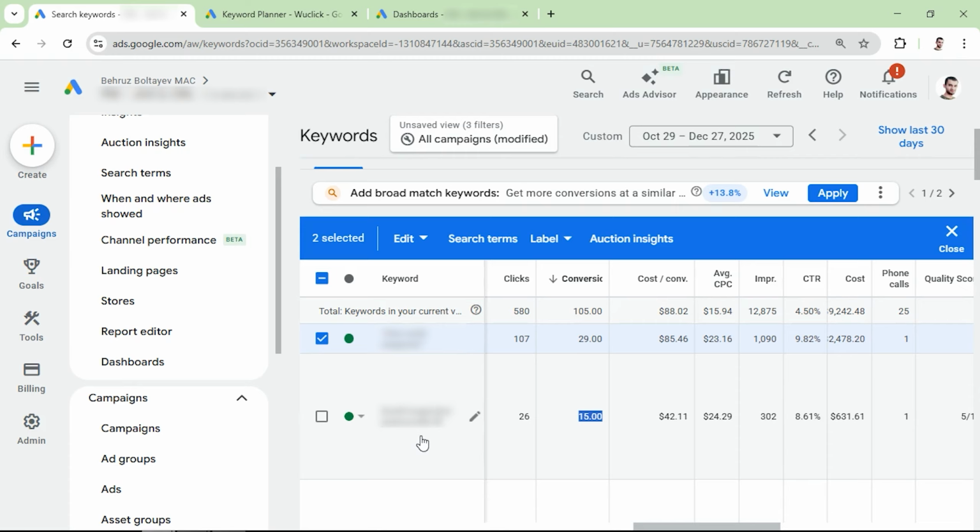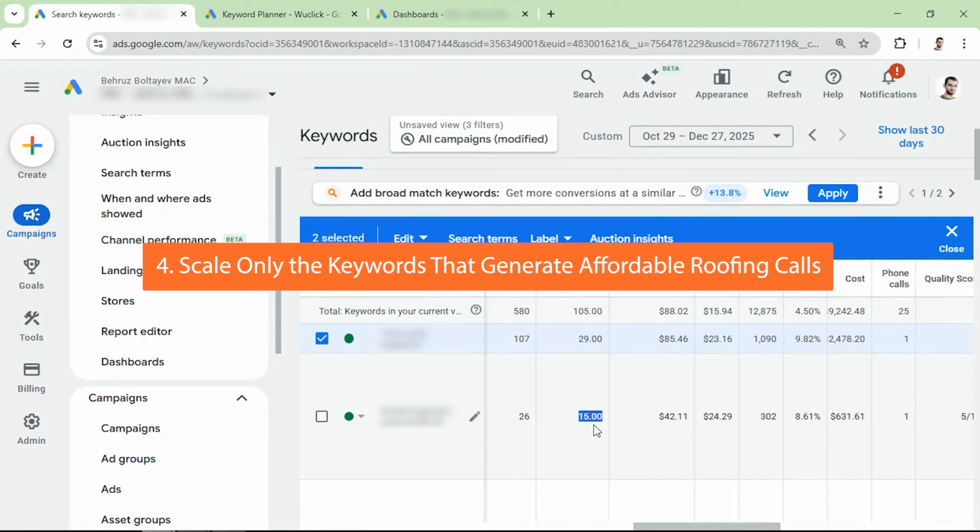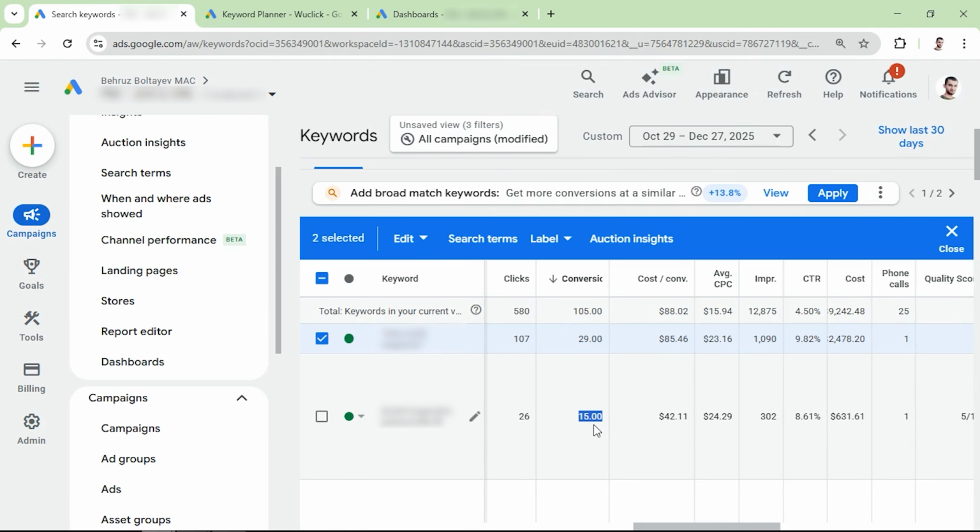And you can find those kinds of keywords by looking at your historical data in the last 60 days, 90 days, or 120 days. The longer the time range, the better it can be. So that leads us to the next section: scale with the campaigns which have brought you a consistent number of conversions at an affordable cost per conversion.